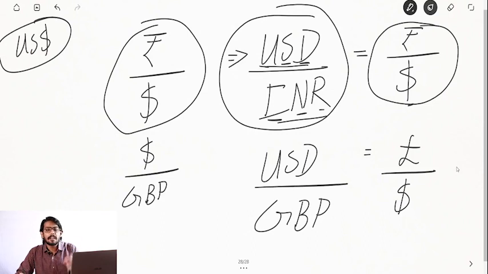if at all it comes in alphabets, you have to be alert. USD by INR is rupee by dollar. USD by GBP is pound by dollar. Understood? Shall we start doing the problems now?